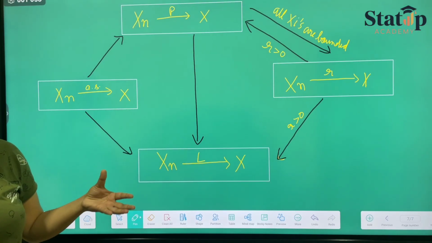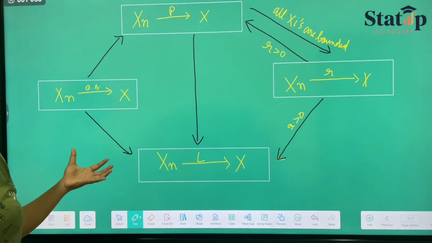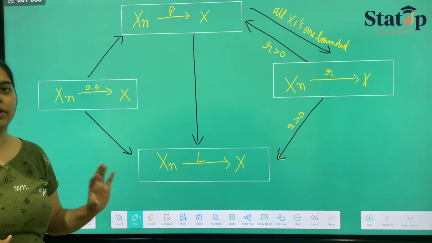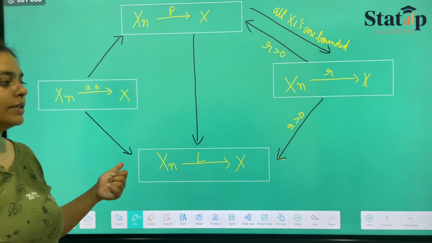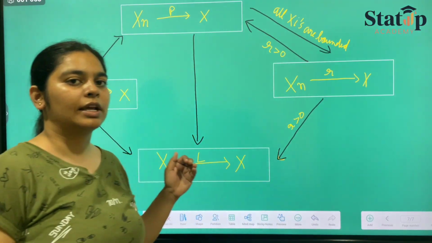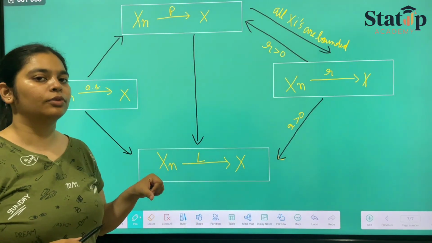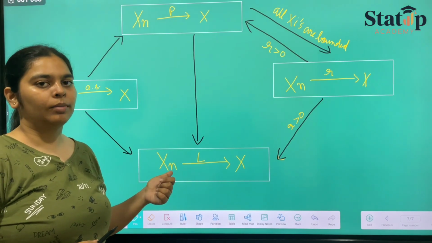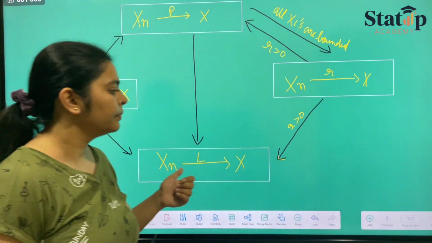So this is all the modes of convergence at one place, where each one is related to the other, and here is how it is stated. I hope this diagram is clear. If you haven't done the previous lectures on convergence, I would recommend you see them first, then only you will be able to understand this diagram, otherwise you will not.